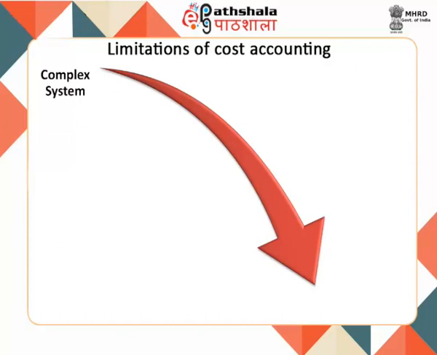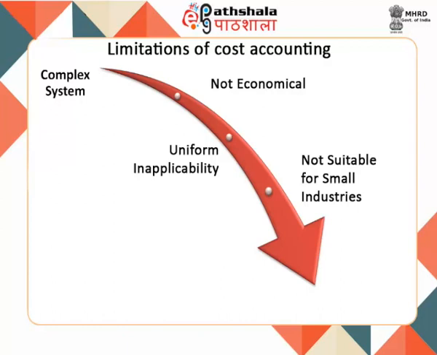Number 2, many companies do not adopt cost accounting owing to the fact that it is more expensive and not economical. Number 3, uniform inapplicability of cost accounting methods and techniques is one of the main limitations of cost accounting. Number 4, it is not suitable for small scale units. Number 5, cost accounting lacks the accuracy of its results.